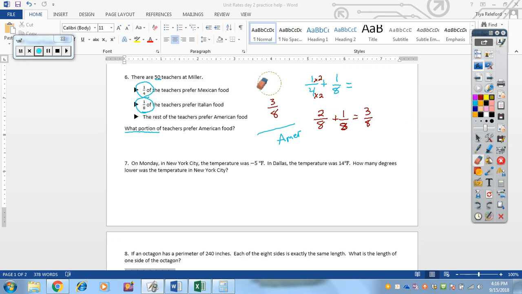All together, I have 8/8 of the teachers, right? That's one whole. This is all the teachers. So what's 8/8 minus 3/8? It's 5/8. So on your paper, it's not going to be 5/8, but it's going to be the same process. You're going to add the Mexican and Italian together, and then you're going to subtract from one whole. Whatever your one whole looks like. I think it's 16/16.